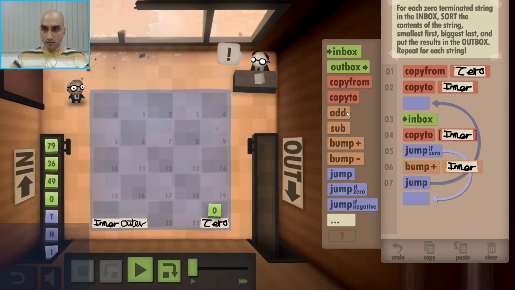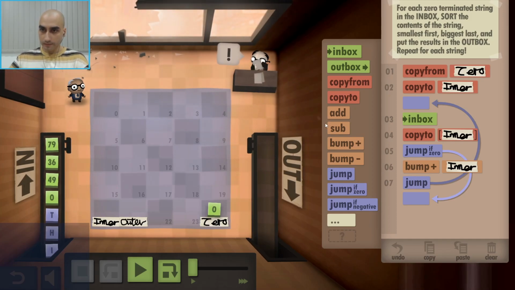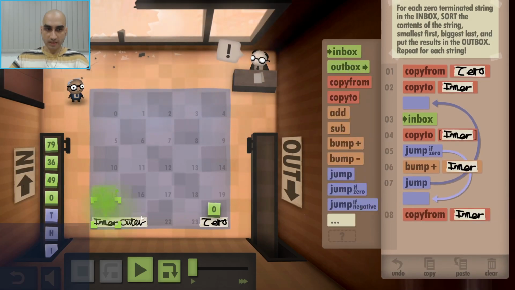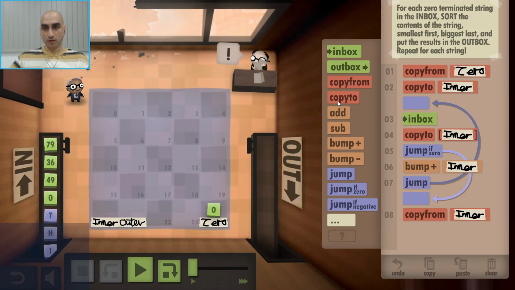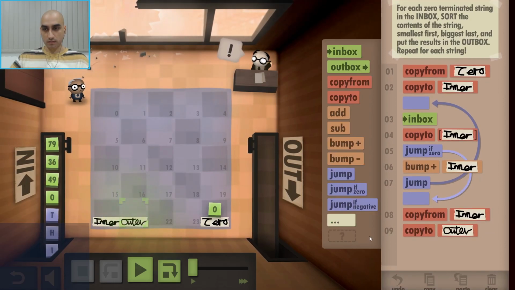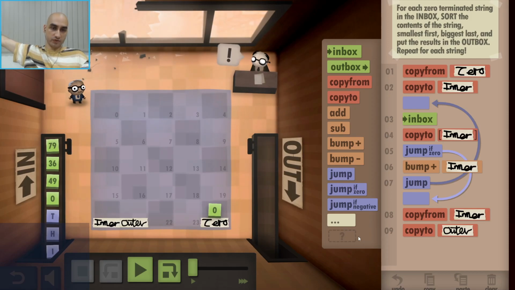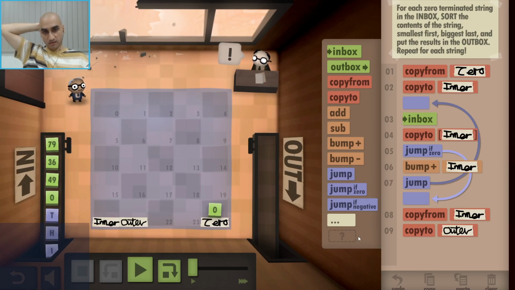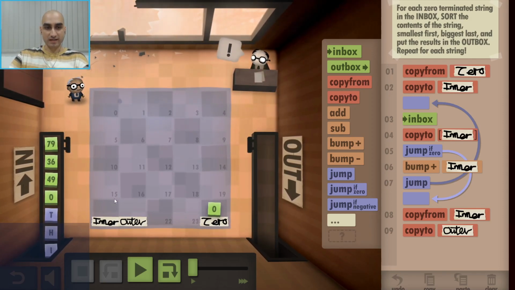So we copy the inner. Inner is now the number of characters in the string. Copy that to outer. Outer is going to tell us how many full pass sweeps we need to do of the whole string. Inner will point us to each element of the string in turn. So we basically want to reset inner to be 0.